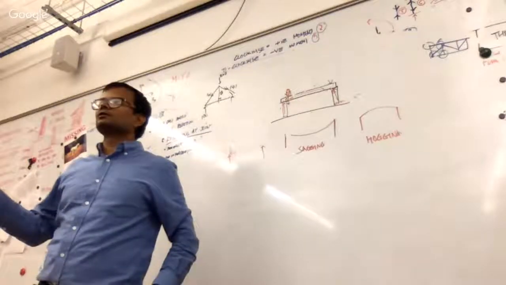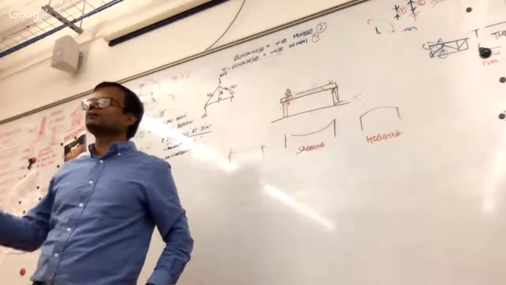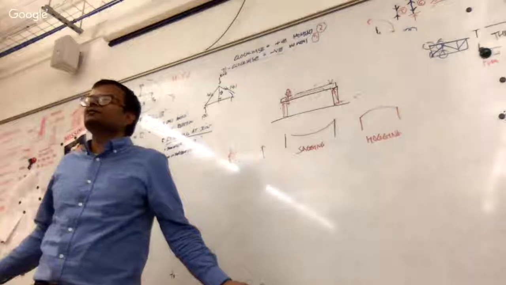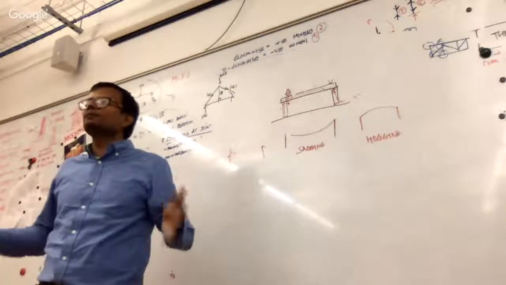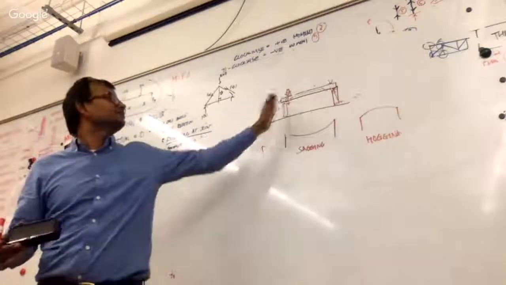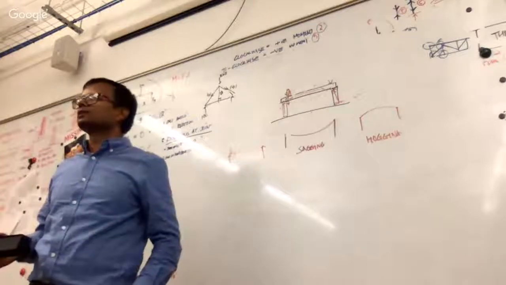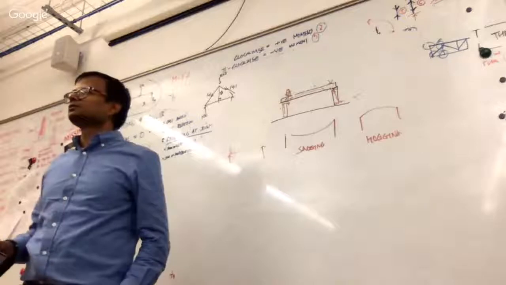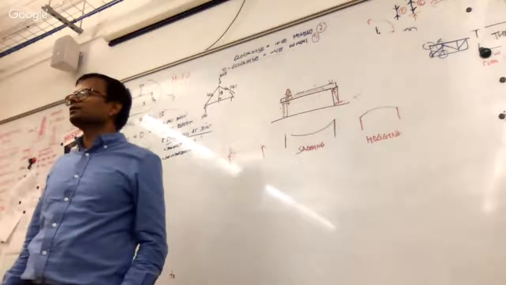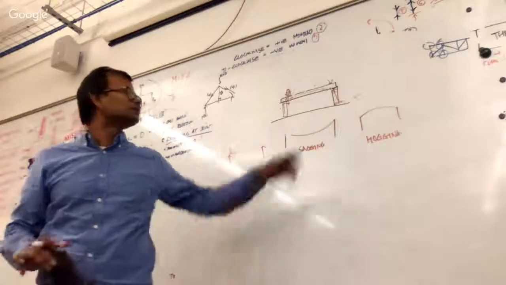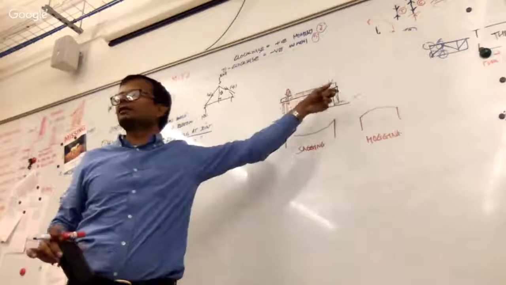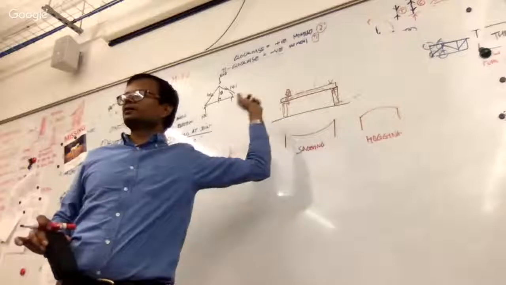Force times distance. How much is the moment out here? It doesn't matter how heavy the elephant is, right? Because what matters is how much distance the elephant is from my column. The closer the elephant is to this column, the less the moment on that end. However, there's greater moment at the other end, right?